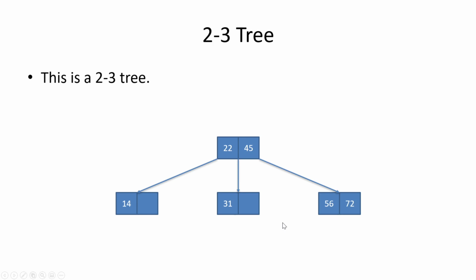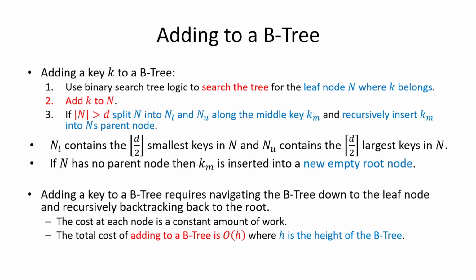Okay, so I'm going to focus for the next little bit on adding to my B tree. So let's take a look at how adding is going to work first. If we're going to add to our B tree, the first thing we're going to use is our normal binary search tree logic to search the tree for, and here's the critical part, the leaf node where it belongs. So we only ever add in a B tree to leaf nodes.